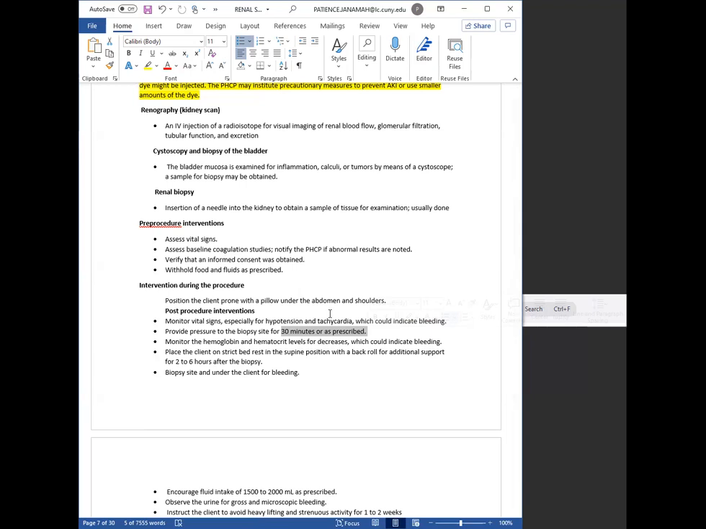And the patient who has the kidney biopsy, you want to have the patient stay in bed, strict bed rest for 2 to 6 hours after the procedure.